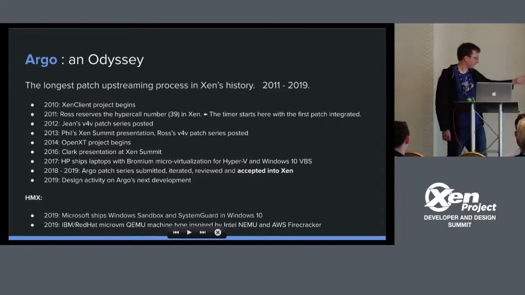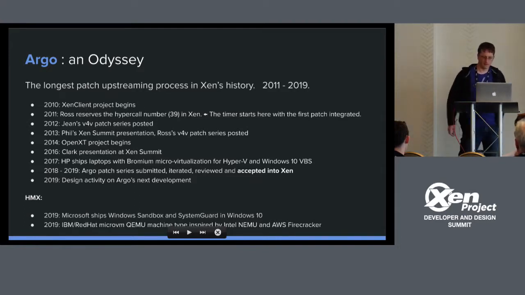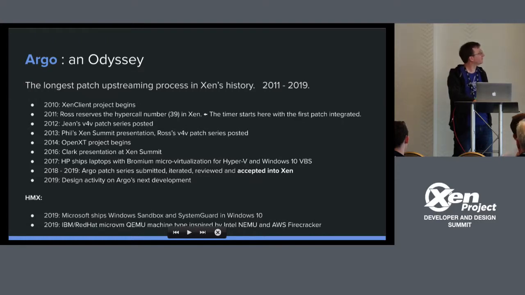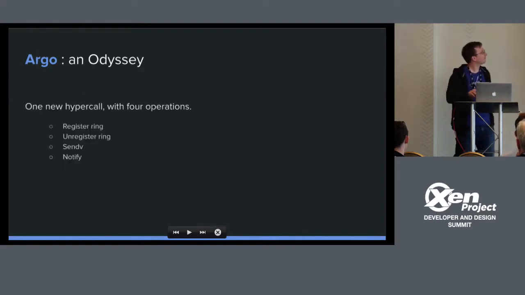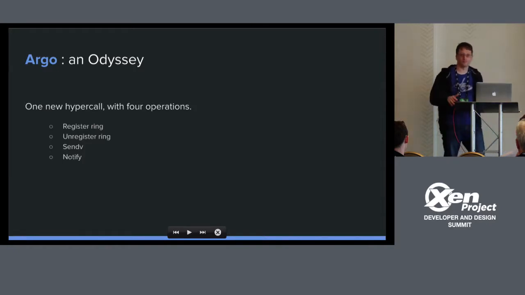So there's a couple of related things with Windows. Windows has had a similar capability at least since 2006. I'll touch on that in a bit. And the modifications to the QEMU machine type are of similar interest to this. So Argo, it is one hypercall as far as Xen is concerned, with 4 basic operations.